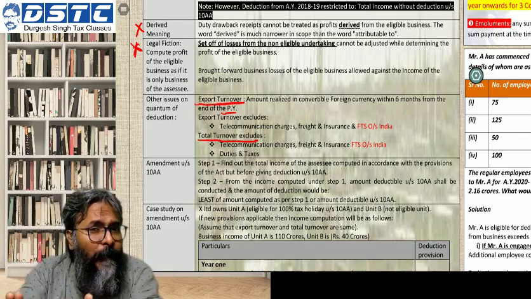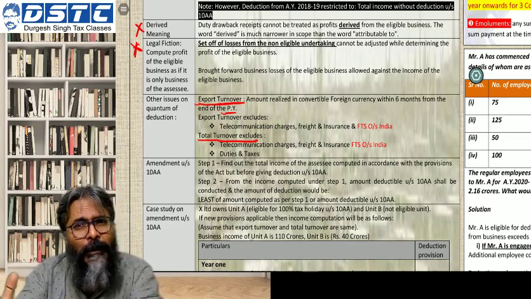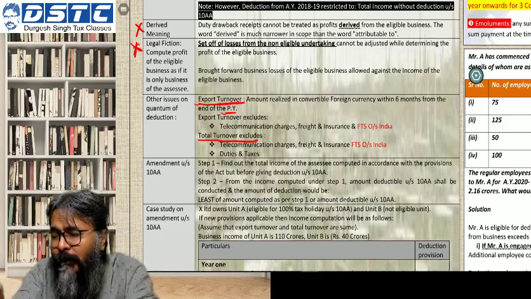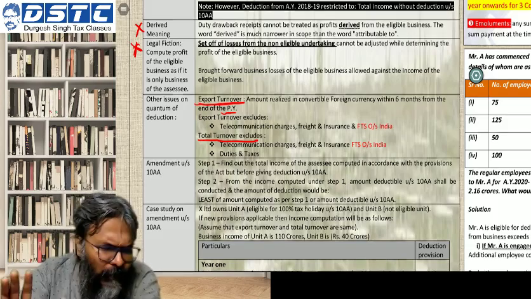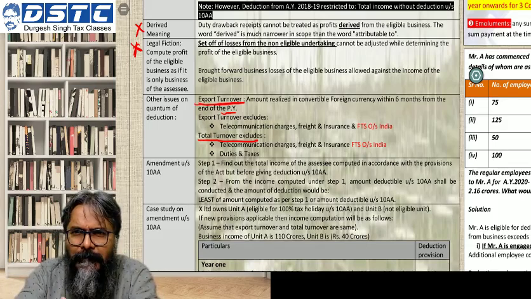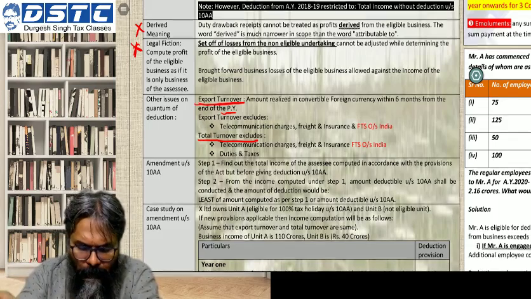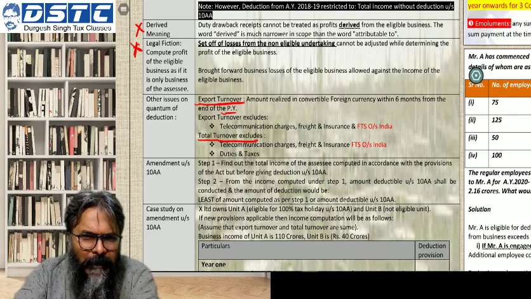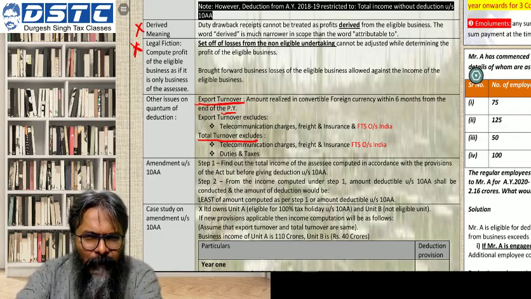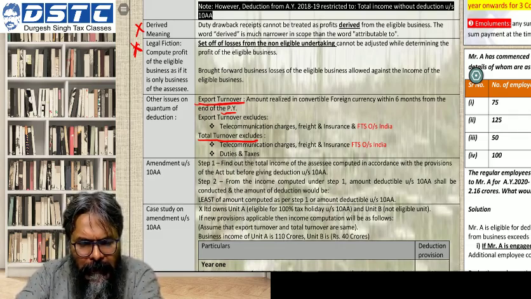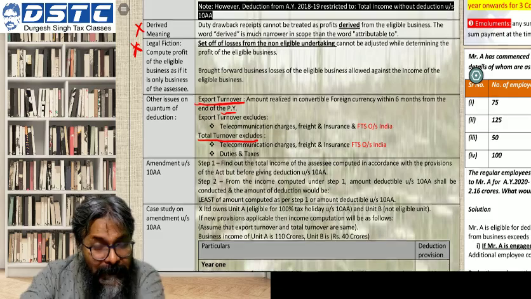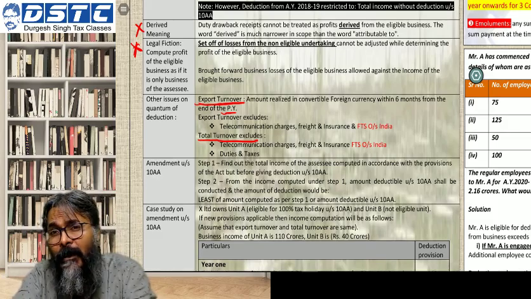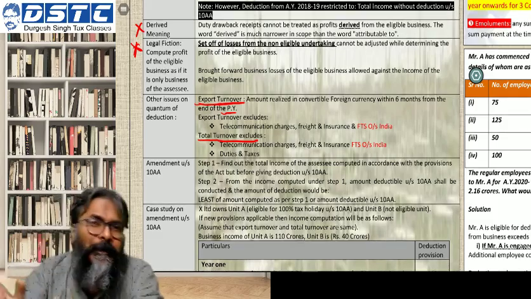But a denominator would be the accrual export turnover and the accrual total turnover. Then for the denominator, you don't do the realized portion. What is the denominator? It is the total turnover. What do you mean by total turnover? It is the mix of both the export turnover plus the domestic turnover. So that export turnover that you will take in the denominator, please don't take this on a realized basis. The denominator export turnover would be on the accrual basis.